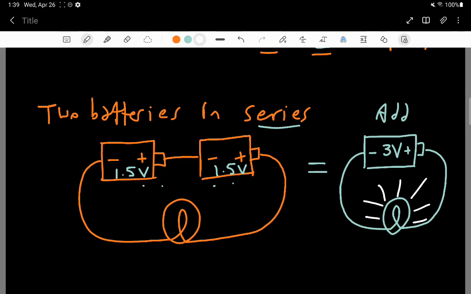And if you put more batteries in series, you could make a 4.5 volt battery with 3 batteries in series. You could make a 6-volt battery with 4 1.5-volt batteries in series. You'll just get brighter and brighter light bulbs because, remember from Ohm's law, the thing you are not changing is the resistance of the light bulb. It's always the same light bulb. But what you're causing to happen is you are using bigger and bigger voltages.